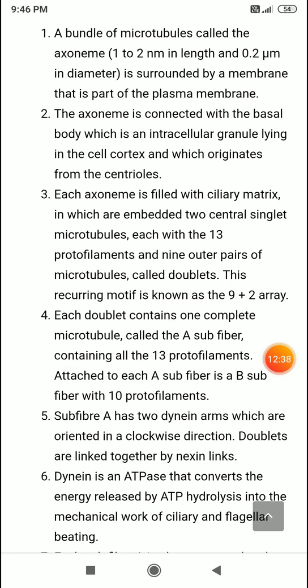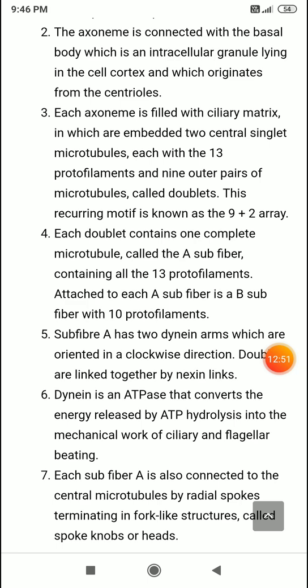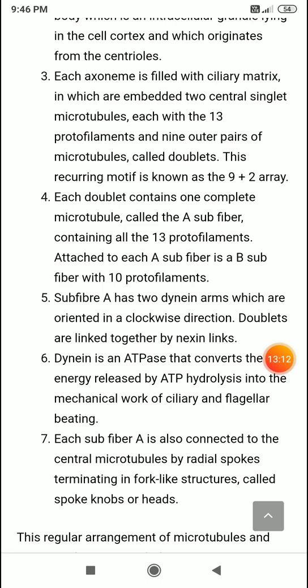Each doublet contains one complete microtubule called the A subfiber, containing all 13 protofilaments, and attached to each A subfiber is a B subfiber with 10 protofilaments. Subfiber A has 2 dynein arms which are oriented in a clockwise direction. See that structure. The doublets are linked together by nexin links.